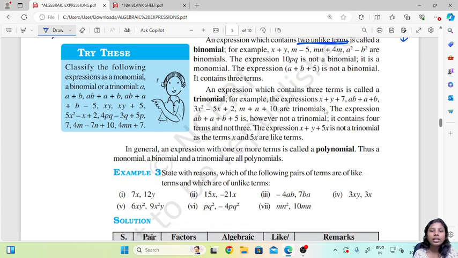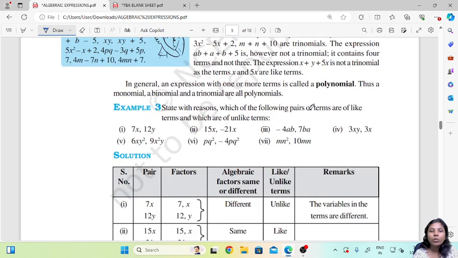In a trinomial, again, there has to be three terms. Say x plus y plus 7. Or say ab plus a plus b. So these are three different terms. So they are called a trinomial. Now, if any expression has one or more terms, then it is called a polynomial. So thus, monomial, binomial, trinomial, all are polynomials. All come under the category of polynomials.